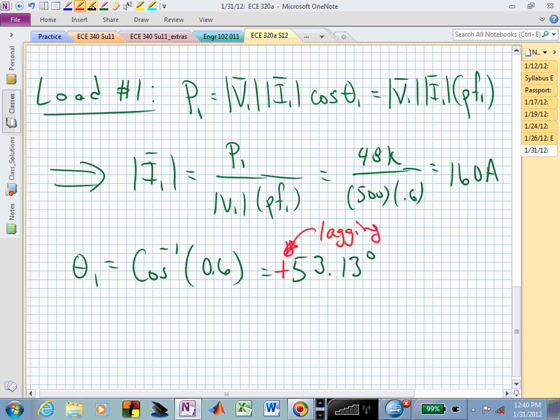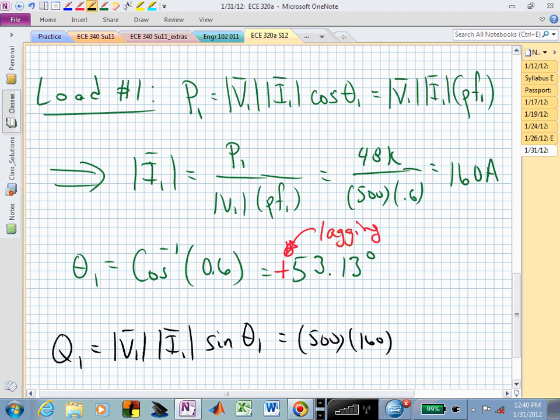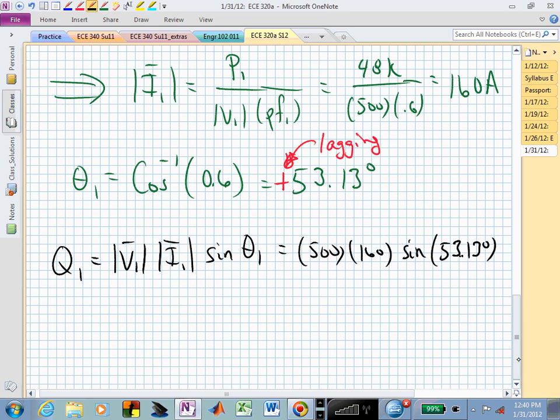Once we have that angle, we can now compute the reactive power using a similar formula that we've just used, except now we're looking at the orthogonal piece to the apparent power. This is in the vertical direction. We're looking at the sine of theta 1. We now have 500 times 160. Now we know what I1 is. Sine of 53.13 degrees, and that ends up being 64 kilovars for Q sub 1.